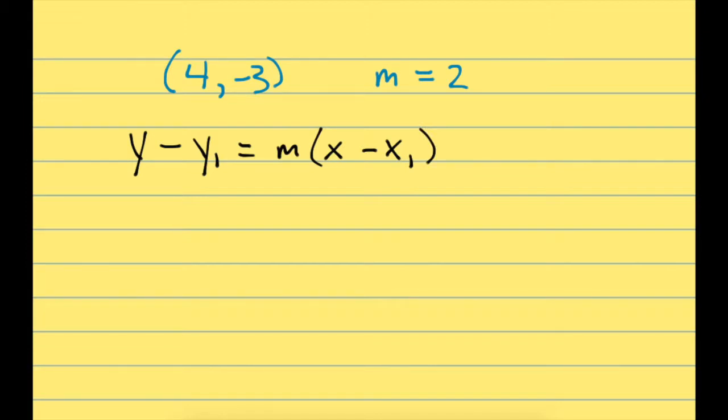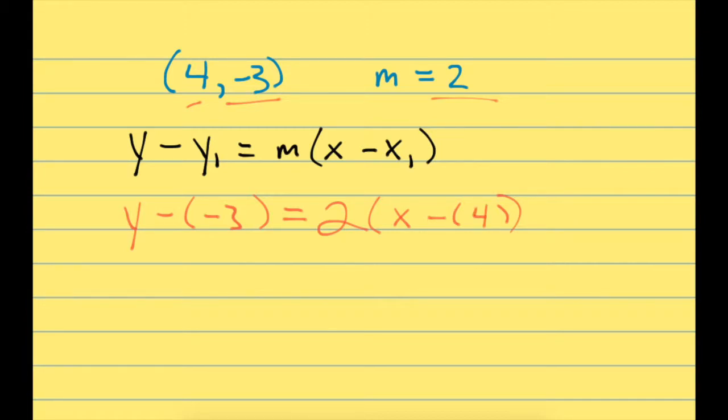So based on what they've given us, what is y1? -3. It's the y value of the point they gave us. What is m? 2. That's the slope they gave us. And what is x1? 4. The x value of the point they gave us.